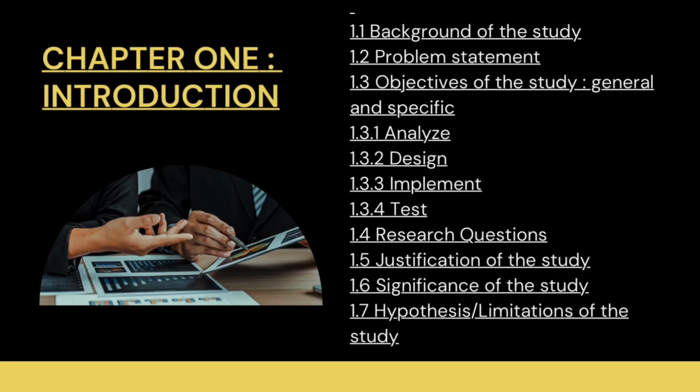So here is the chapter 1 format, how it should look or how you should present your work. You should have the background of the study, the problem statement, objectives of the study. Here you should have general objectives and specific objectives. In these you should indicate how you're going to analyze, design, implement, and test. These keywords should appear in your objectives. You should have the research questions, justification of the study, significance of the study, hypothesis or limitations of the study. All should be under chapter 1.